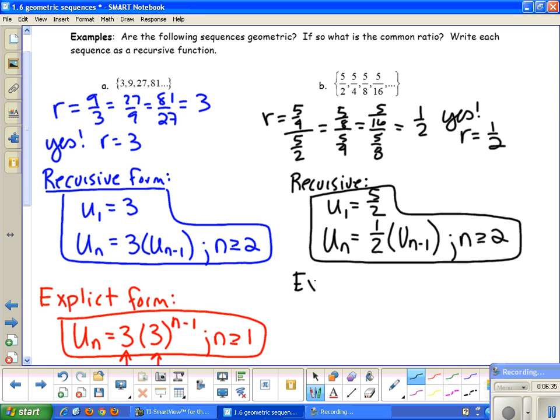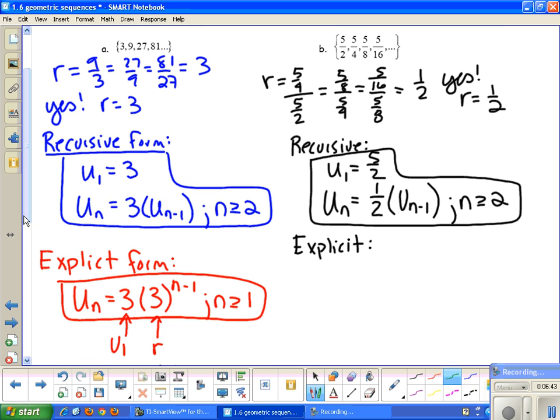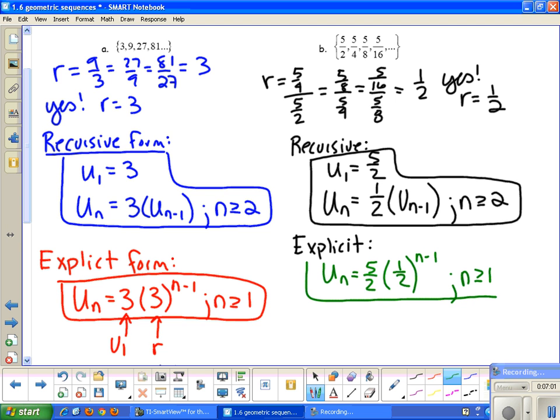So then explicit form. For this one, the formula to find the nth term, I'm going to take my first term, which is 5/2, times my common ratio, 1/2, to the n minus 1 power for n values greater than or equal to 1, because that's what my first term starts off with. So this would be my formula for explicit.